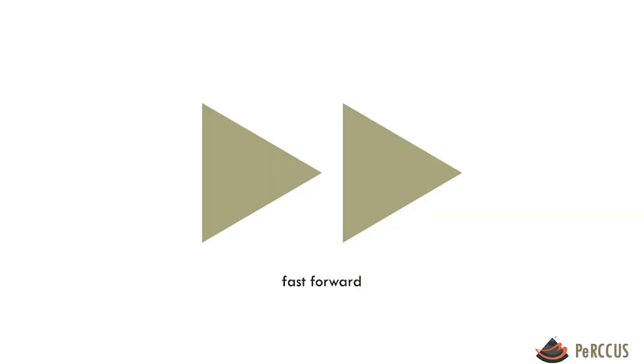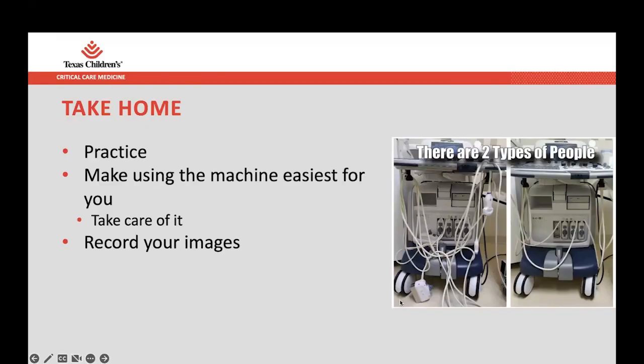So take homes are practice. Everything gets easier with just getting more and more familiar with what you're looking at, what you're doing. Make using the machine easiest for you. So take care of it. We clean it. We make sure that the cables are in a reasonable configuration, as you can see on the image on the right. You make sure that we're not stressing the battery so much, like running it unplugged and then leaving it unplugged all the time, and the battery dies, and then whenever you disconnect it from the wall, the whole machine dies.